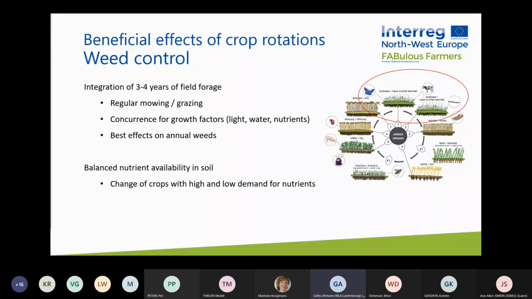And another positive effect for weed control can be the balanced nutrient availability in the soil due to a balanced demand for nutrients of the different crops.